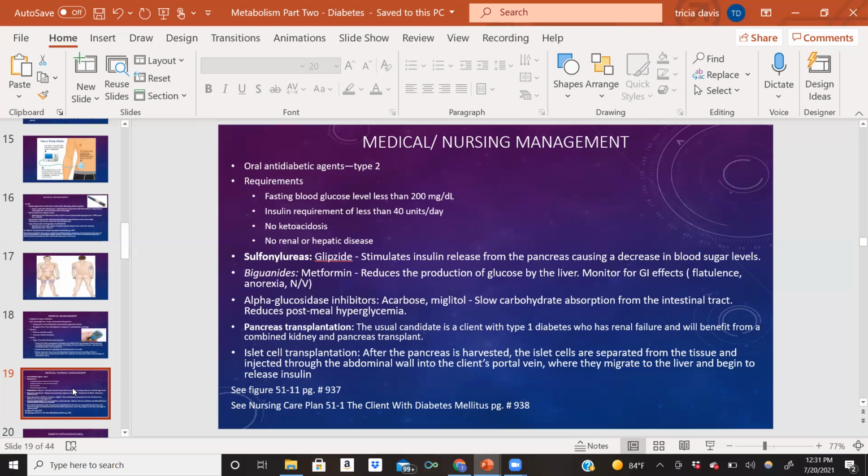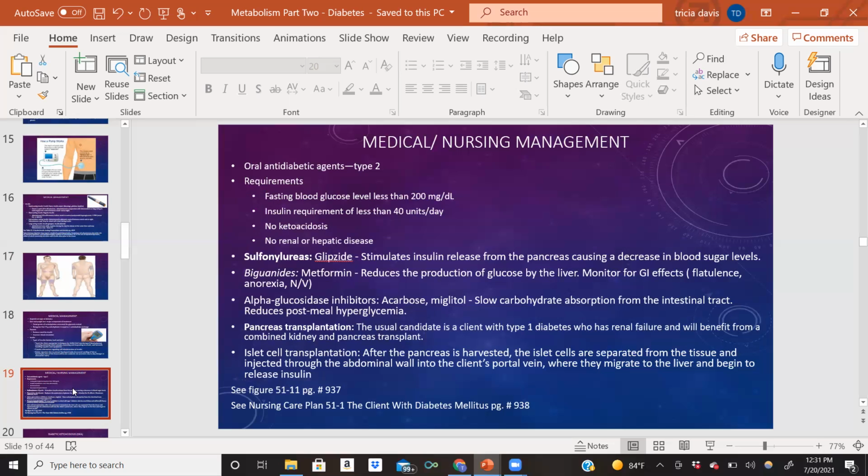The alpha glucosidase inhibitors, we see miglitol or acarbose. These work by causing slow carbohydrate absorption from the intestinal tract, which reduces that post-meal hyperglycemia that we see after patients eat. Some patients will require a pancreas transplantation.